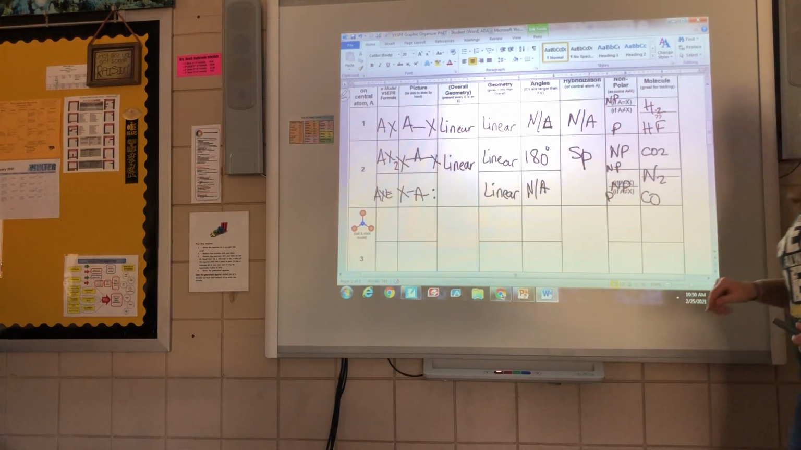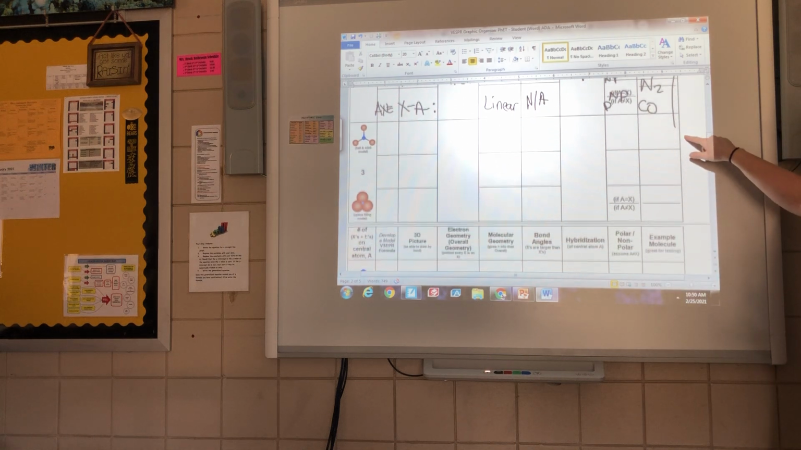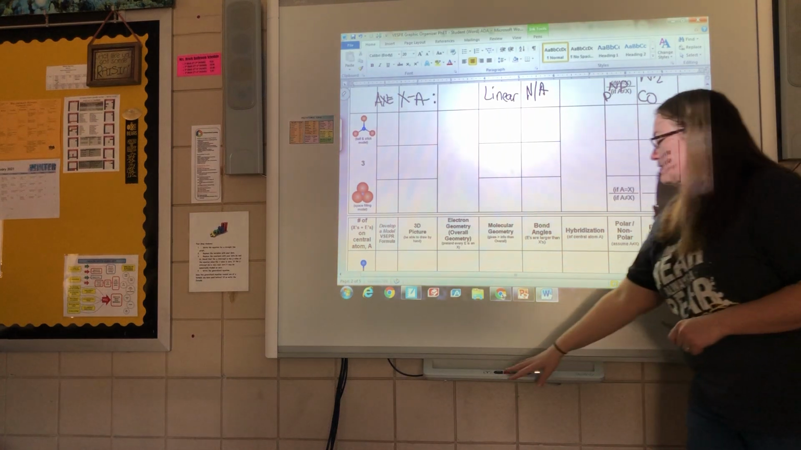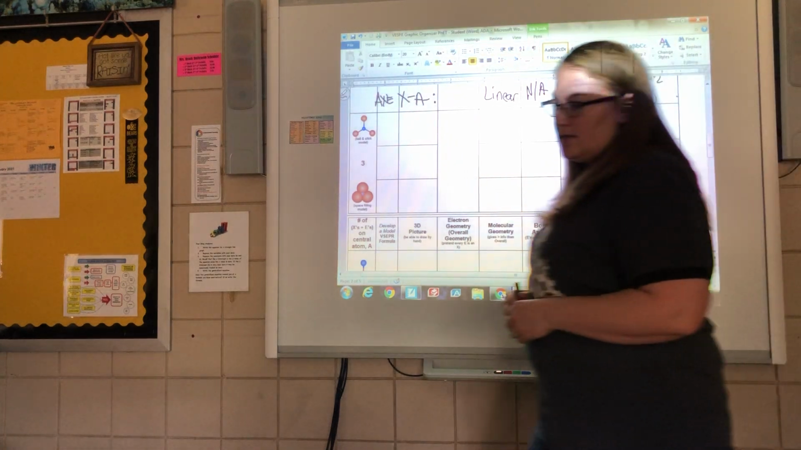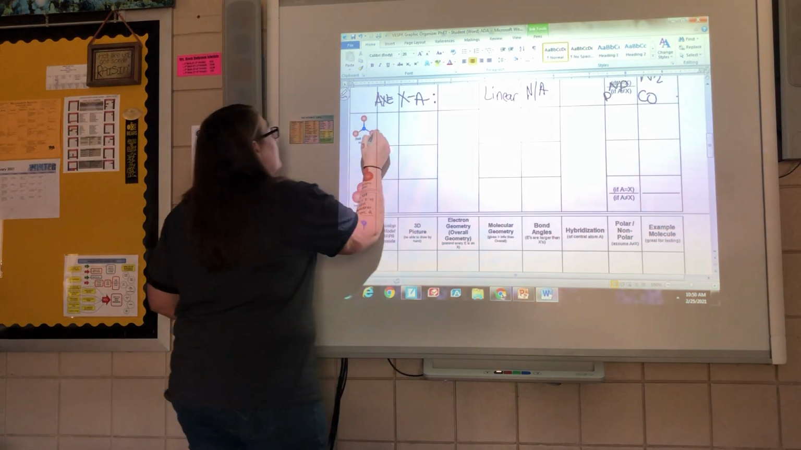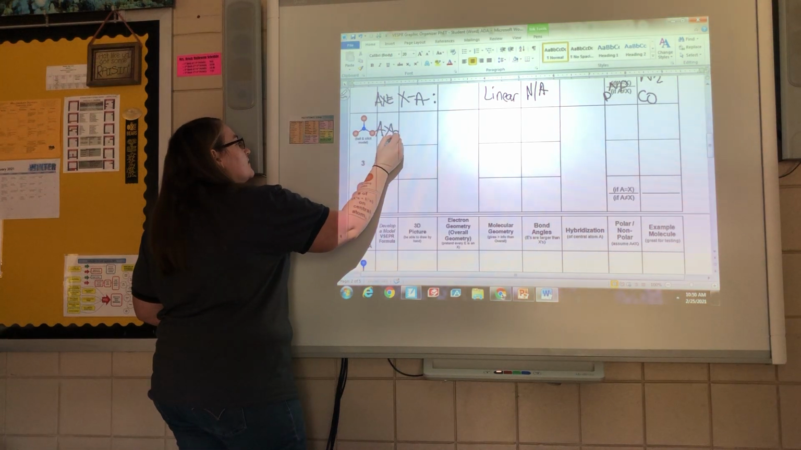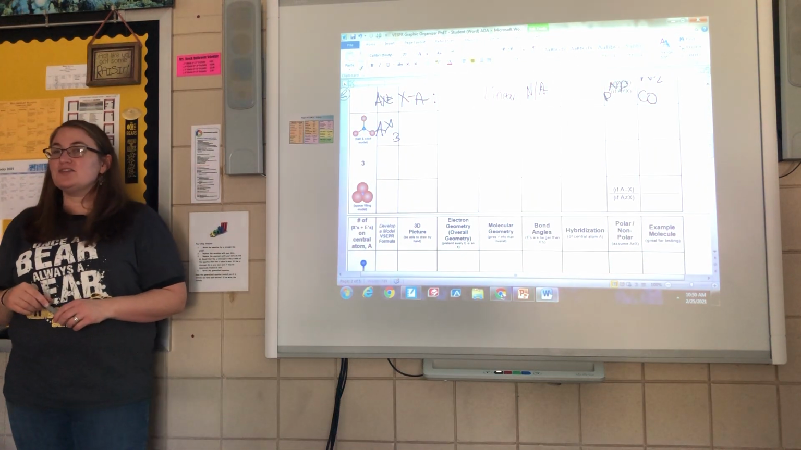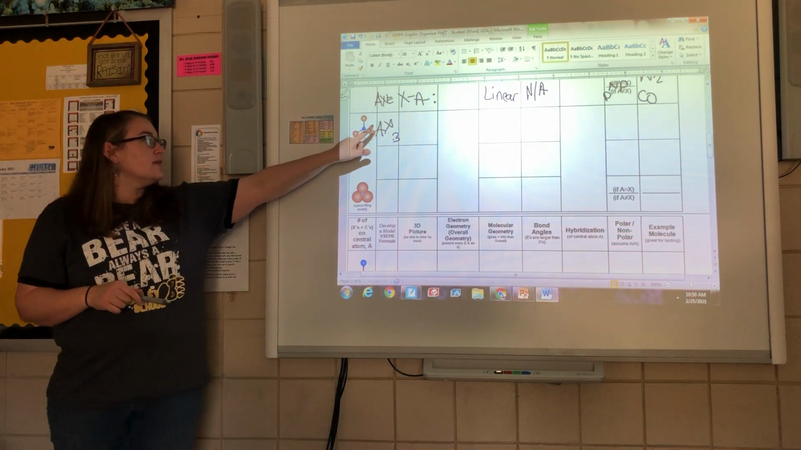All right, let me scroll up here. Let's look at the third set. Let's look at if we had a central atom A, and we had X3. All right, AX3. So we've got 3 of one atom and 1 of the A.